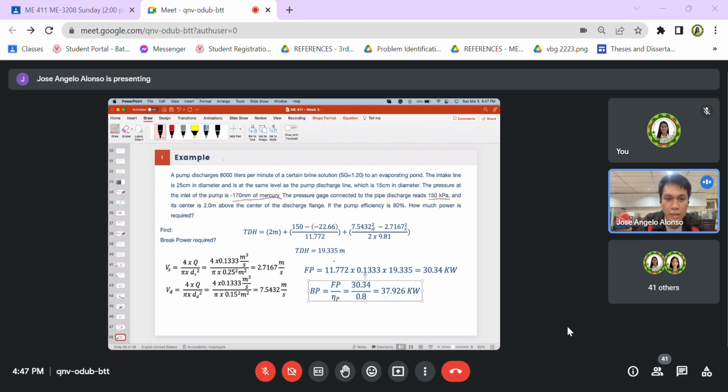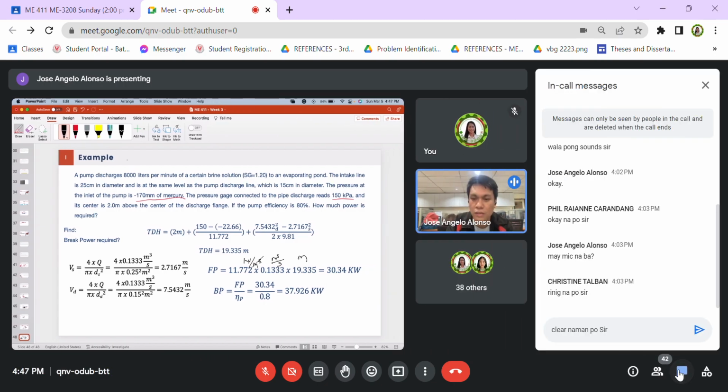So for fluid power, 11.772 kilonewton per cubic meter, then 0.133 cubic meter per second. That is correct. Then this will be in meter. Cancel, kilonewton meter per second will be in kilowatts. So this is correct. Then total dynamic head will be in meter. This is kilonewton per meter squared, and this is kilonewton per cubic meter. Cancel meter squared, giving us 1 unit of meter in the numerator.